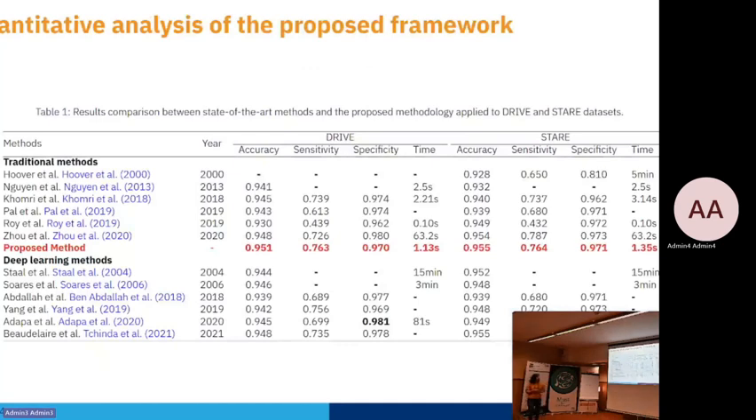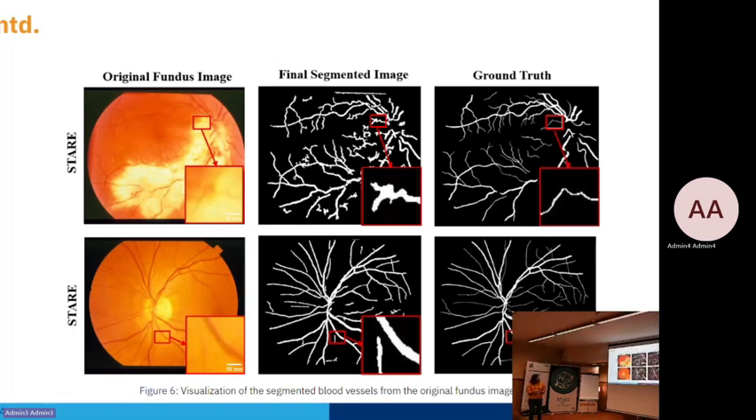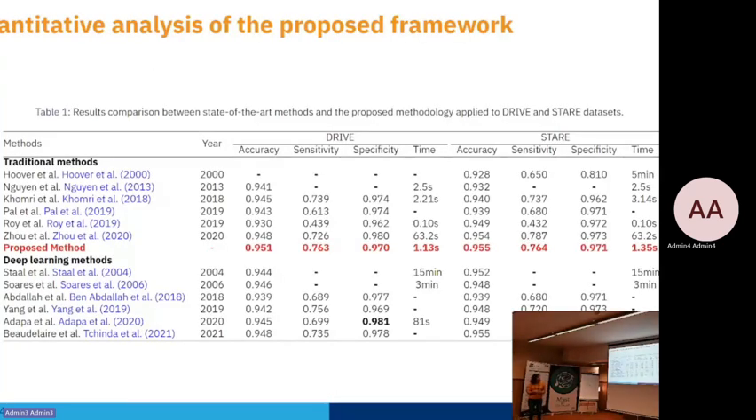Then we have done the quantitative analysis in terms of accuracy, sensitivity, and specificity over these two chosen datasets, and we have compared with several state-of-the-art methods. In the DRIVE dataset case, the accuracy and sensitivity are higher compared to the traditional methods and also the deep learning based methods. However, the specificity is a little bit in between, because, as I have mentioned, we are calculating the confusion matrix with respect to the ground truth. As this vessel is not in the ground truth, it is calculated as a false positive, which affects the specificity. So because of that, it is a little bit moderate.